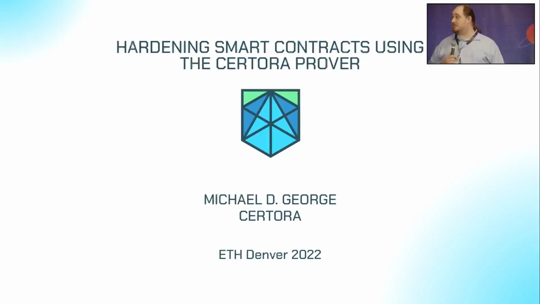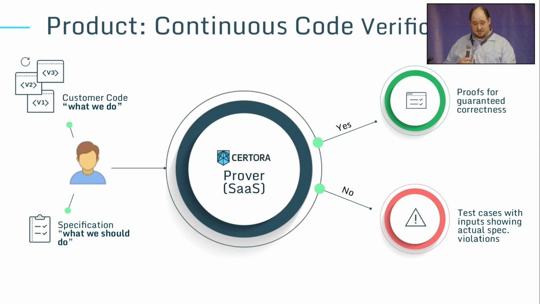I'm the head of product at CERTORA, and today I want to talk to you about our technology for verifying smart contracts and hardening them. What we do at CERTORA, we have a tool called the CERTORA Prover, and it checks your program against the specification and tells you whether your smart contract does what it's expected to or not.